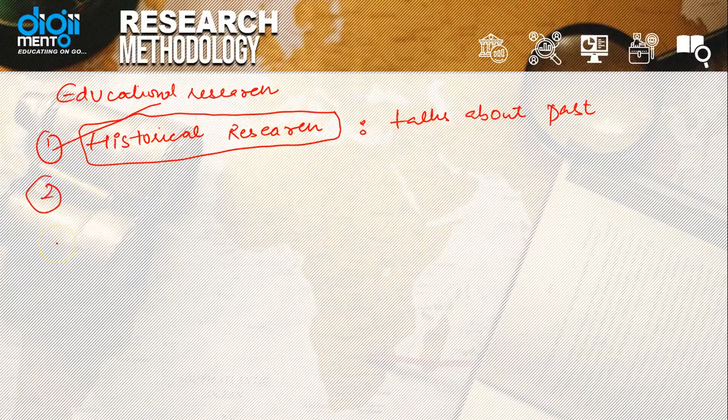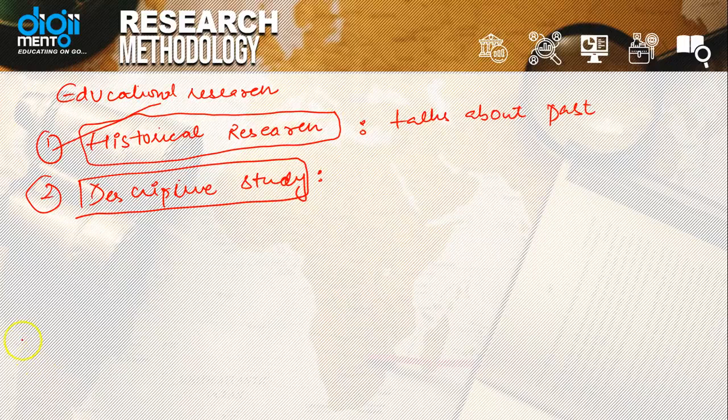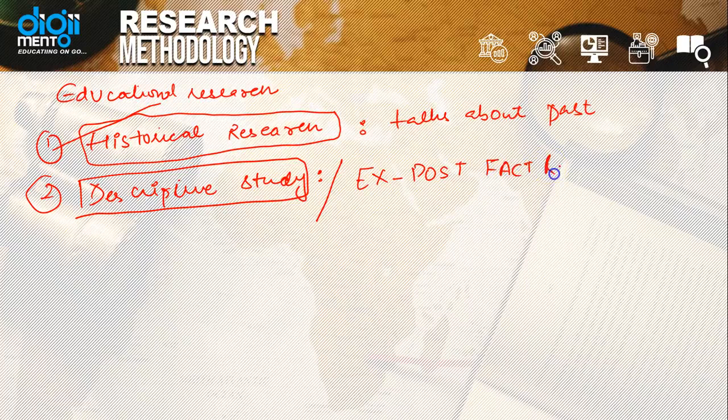Okay, now the next one is qualitative descriptive research and the quantitative descriptive research. Okay, so before going to the quantitative and qualitative descriptive research, let's talk about the descriptive study. So in exams, most of the time you find that the name is ex post facto research.